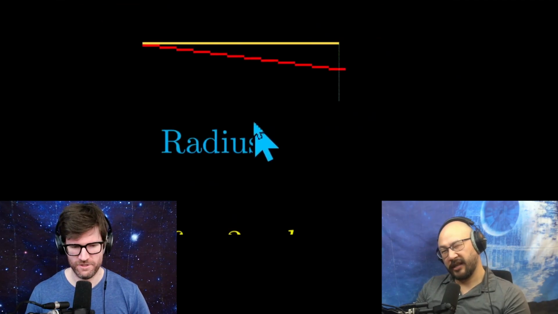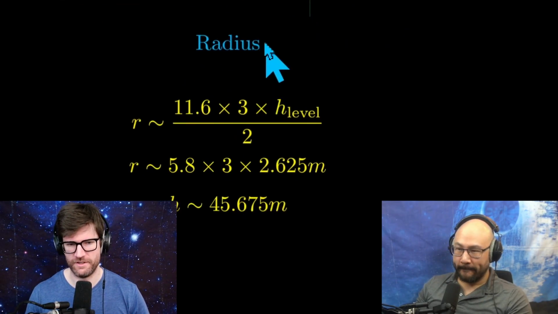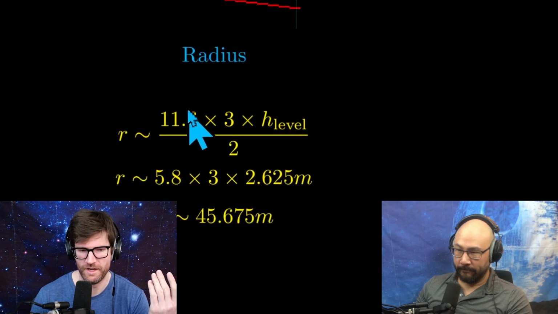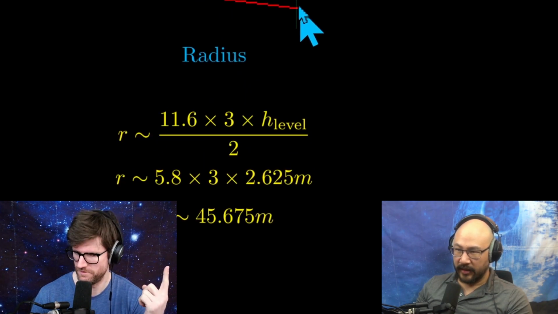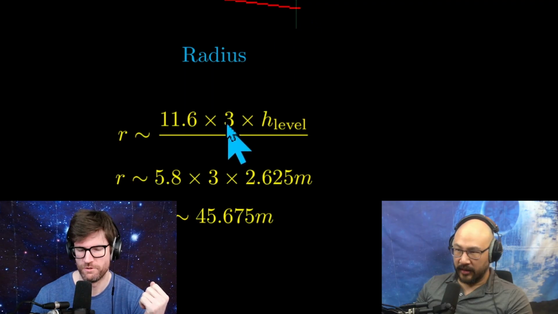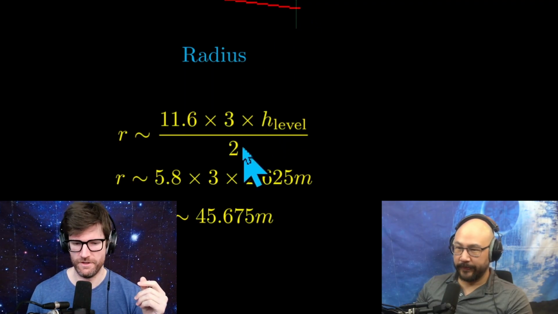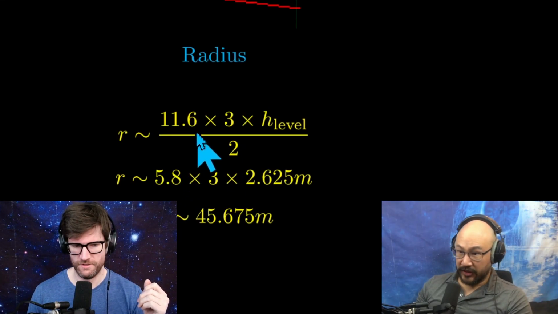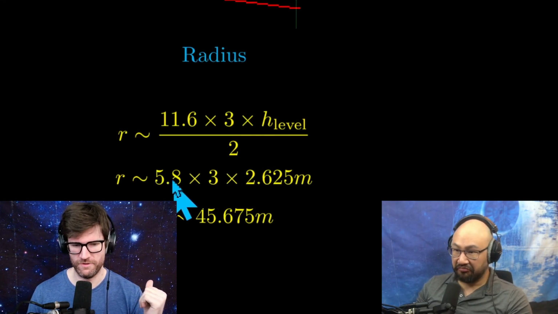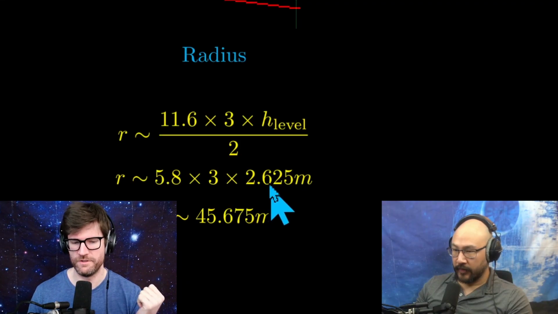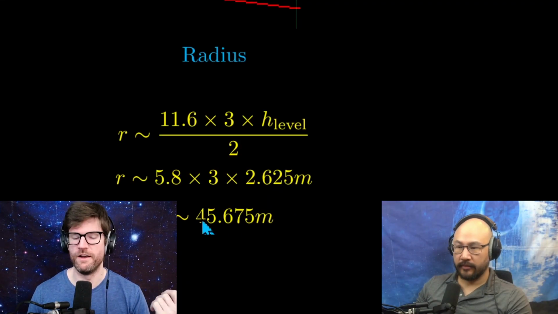So to get the radius, I take the diameter and divide it by 2. I got 11.6 of the red line sections, times 3 times the height of 1 level, divided by 2. That's the radius. 11.6 divided by 2 is 5.8, times 3 times 2.625, which I got from the previous calculation, gives me about 45 meters.